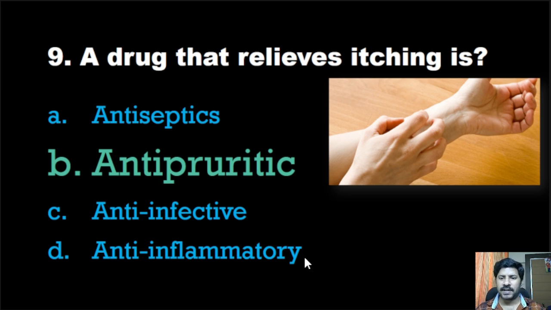At the same time, anti-infective means to prevent or treat infections. The medicines that are used to prevent or treat infections are known as anti-infectives. Anti-inflammatory means the medicines that are used to treat inflammation.